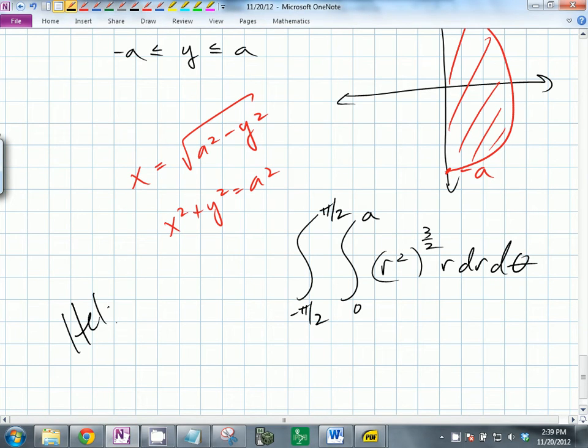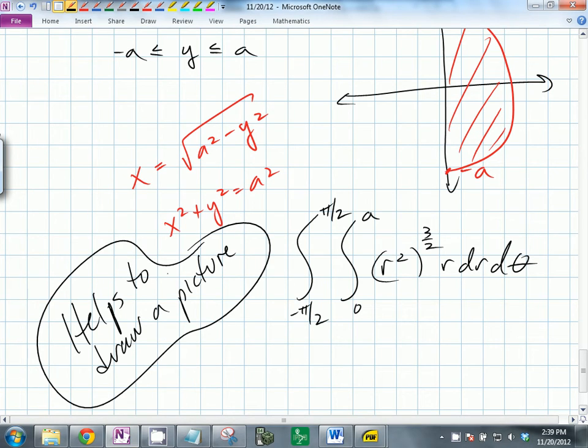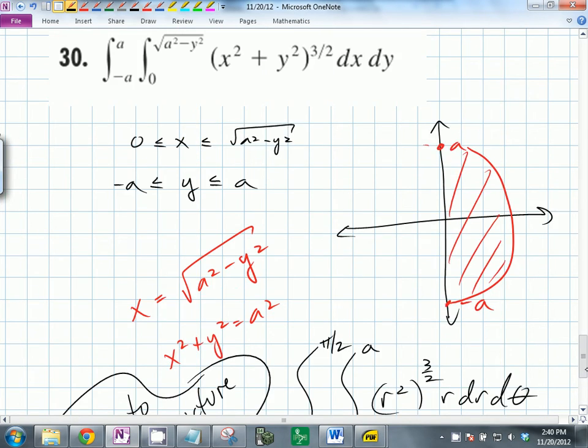Helps to draw a picture. And if you can't draw a picture, start doing substitution. Start substituting. I like drawing. Personally, it really helps me to see this. Is it really easy to write these wrong? I mean, think about this. We were struggling to figure out, is it the left-hand side? Is it the right-hand side? And then what did Sapphire point out? X is always positive, so it has to be on the right.